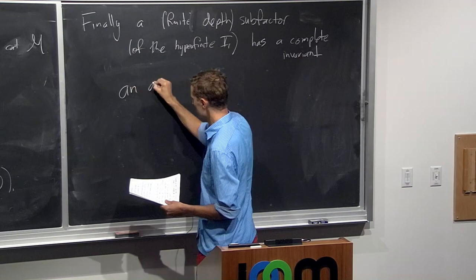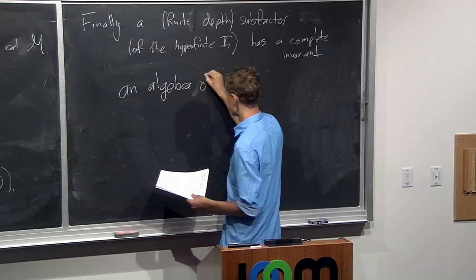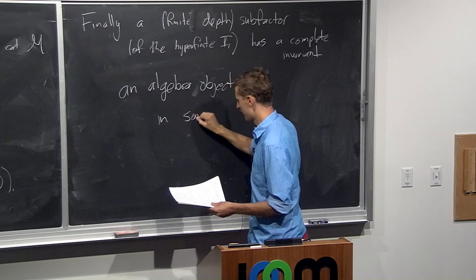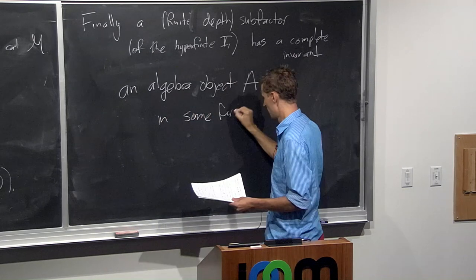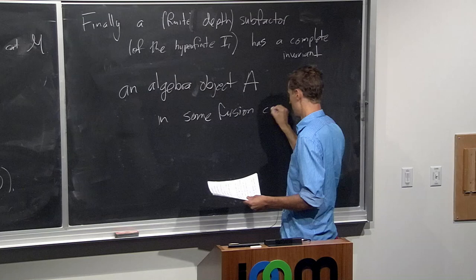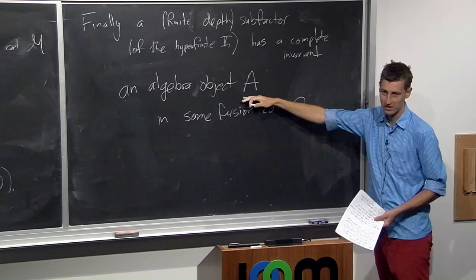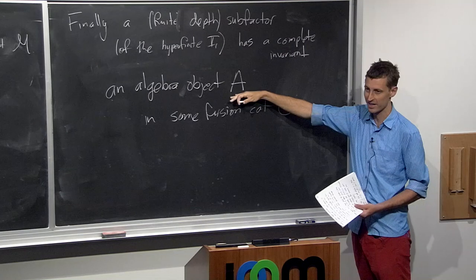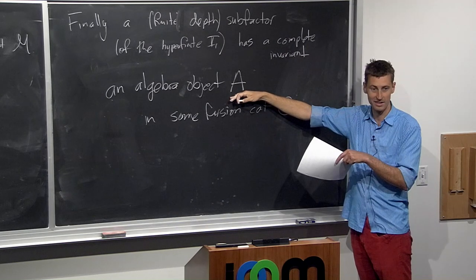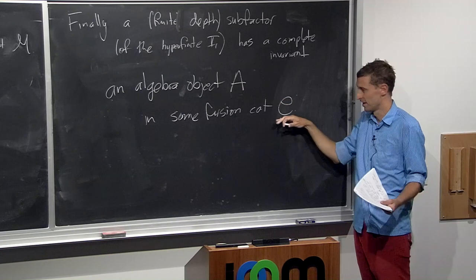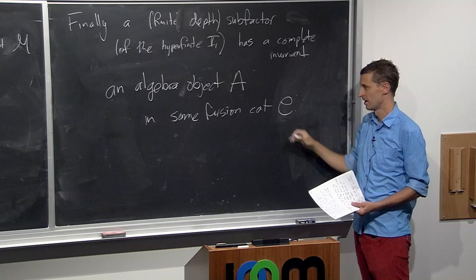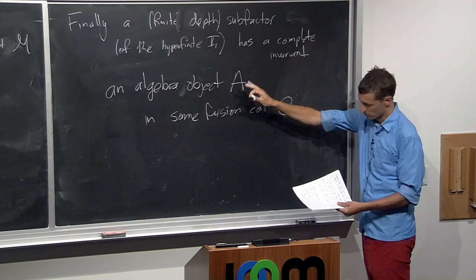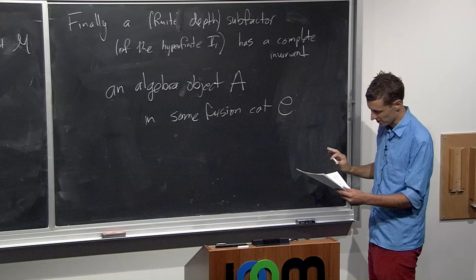It's an algebra object, A, in some fusion category C. So what's an algebra object? Well, in vector spaces, an algebra object is just some vector space A along with an associative map that takes you from A tensor A back to A again. Okay? You can just say those same words in an arbitrary fusion category. There are some extra things I should say about the algebra object, which I just won't say.